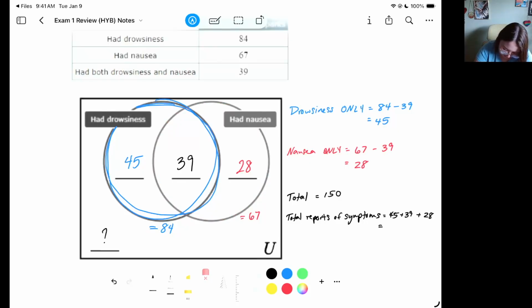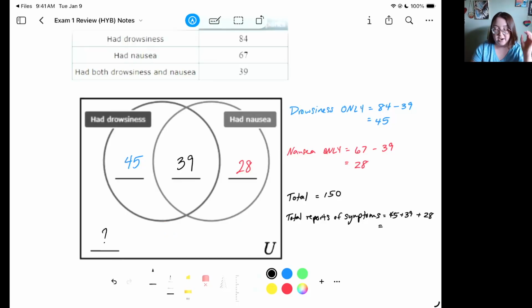I'm going to erase those. I'm going to erase all that too. So we are trying to figure out how many people reported having symptoms in general. So we add all those values together, and if we do, we end up with 112. So 112 people reported having drowsiness or nausea or both. So reported having symptoms generally.